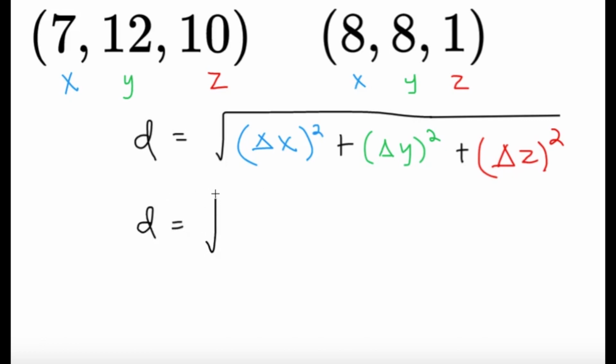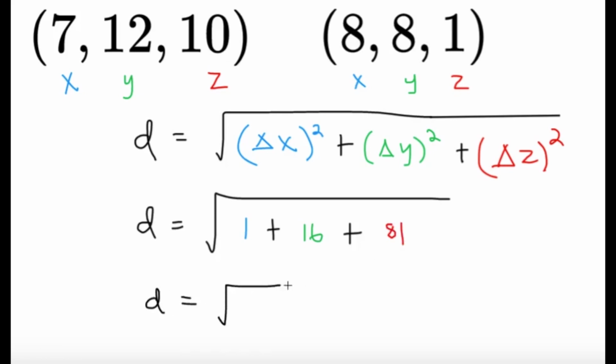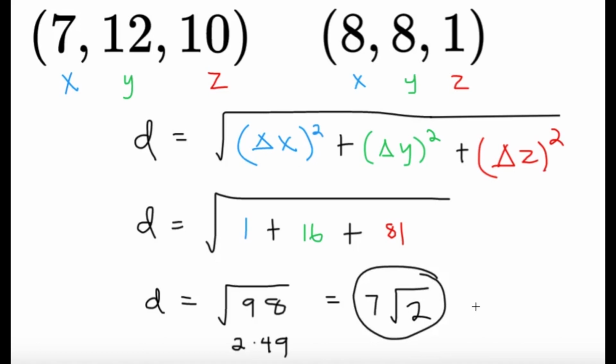All right, so let's take the distance now. The distance is equal to the square root of the change in x, so the difference of 7 and 8, that's 1. 1 squared is just 1. Change in y, 12 and 8 have a difference of 4. So 4 squared, that's going to be 16. Then lastly, for the change in z, 10 and 1 have a difference of 9. 9 squared is 81. So the distance is equal to the square root of 1 plus 16 plus 81. Working out the maths gives us 98. And we know 98 to be 2 times 49. 49 is a perfect square, it's 7 squared to be exact. So we can take the 7 out of the square root, and only the 2 will remain inside. So the distance between these 2 points is 7 square root of 2.